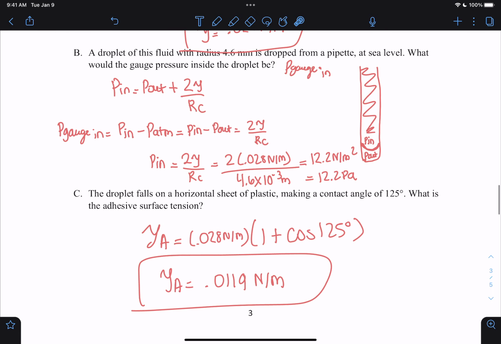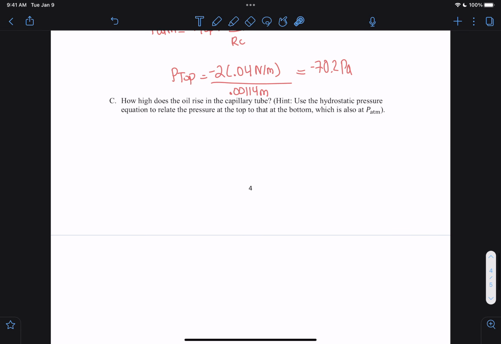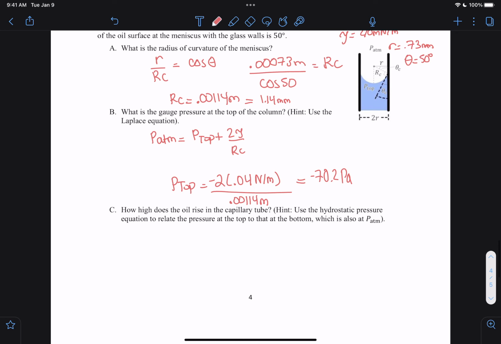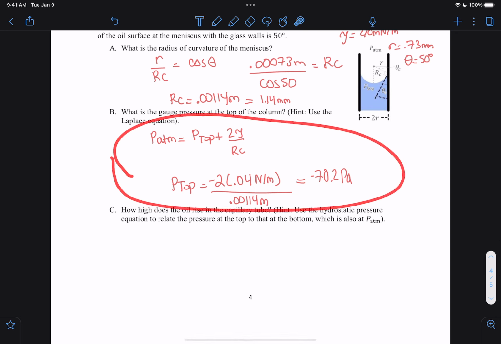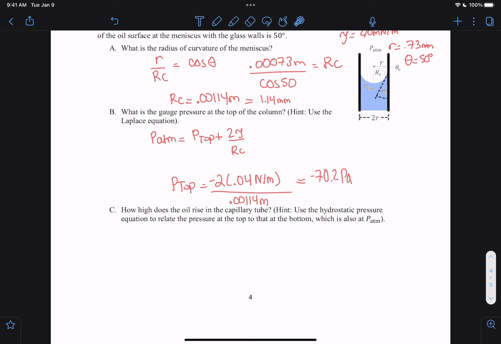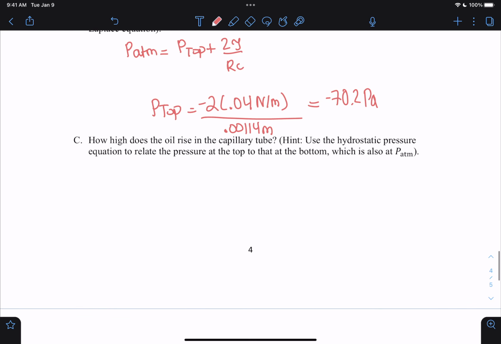But yeah, I'll just take a look at it later and figure it out if I can. But for now, I think this should be the proper setup. This is just based on your professor's slides, so we'll just stick with that. Play it safe. But otherwise, the last part, C here: how high does the oil rise in the capillary tube?